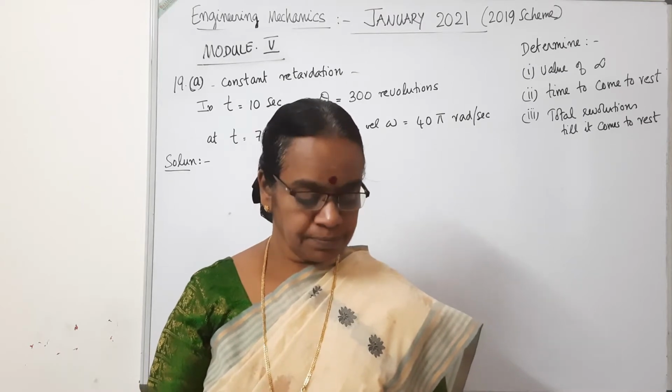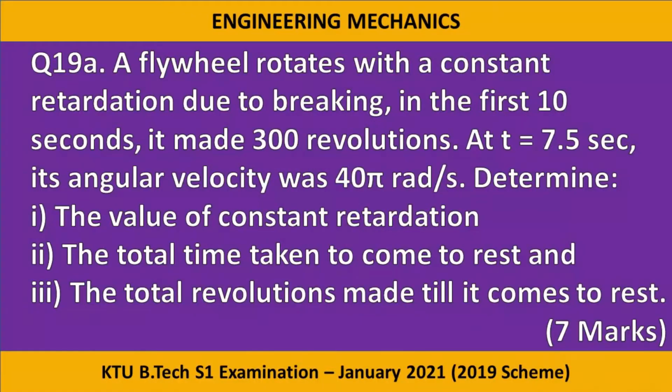Now read the question. This will also be given in the description box. A flywheel rotates with constant retardation. Due to braking, in the first 10 seconds it made 300 revolutions. At t equal to 7.5 seconds, its angular velocity was 40 pi radian per second. Determine the value of constant retardation, the total time taken to come to rest, and the total revolutions made till it comes to rest.